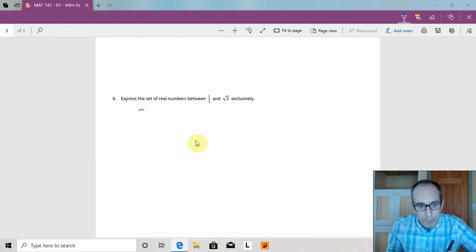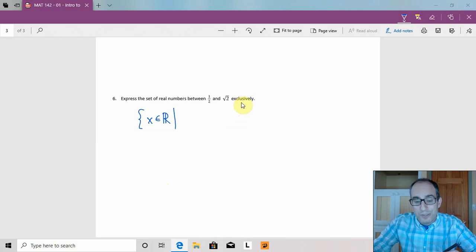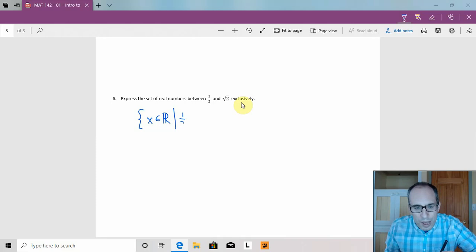The one new thing, I guess, is that this is real numbers. So you want x to be an element of the real numbers. So you want that big, bold R. So x is a real number such that it's strictly between 1/2 and radical 2, right? Because it says exclusively here. So exclusively means you don't want to include the endpoints. So when I write out the condition, I'm going to have strict inequalities. So I'm going to have less thans, not less than or equal tos. So 1/2 less than x less than radical 2.